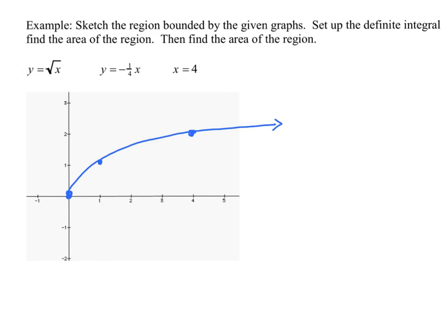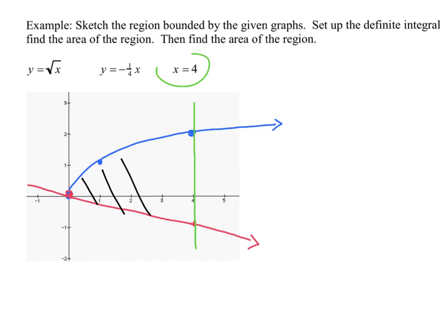And the second function, negative 1/4 of x, is a linear function. And it is going to have a y-intercept of 0 and go down 1 over 4 units, so a very subtle, slowly decreasing slope. And then we also have a third boundary, the vertical line x equals 4. So what we're trying to find is the area of this region right here, a rather obscure region.